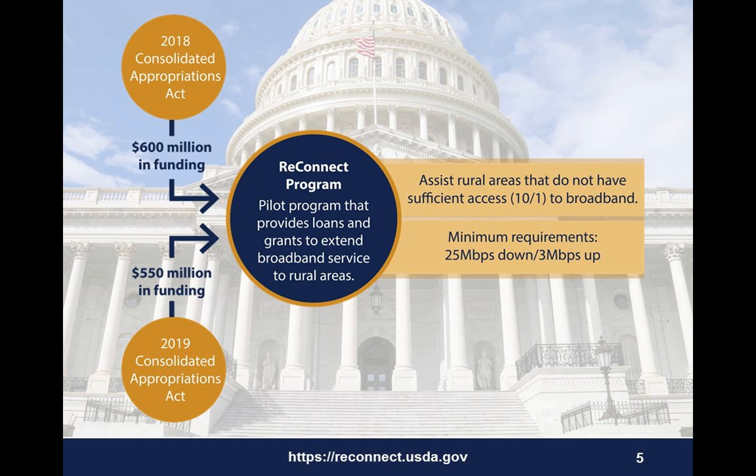The program includes incentives, which are built into the application process, that encourage applicants to focus on farms, businesses, educational facilities, healthcare facilities, and critical community facilities in solution planning. The minimum requirement is to provide 25-3 megabits per second service to rural America. In fiscal year 2019, an additional $550 million was added to the program by Congress. With this additional funding, the 10-1 eligibility service requirement and other requirements of this program may change in future funding opportunity announcements.